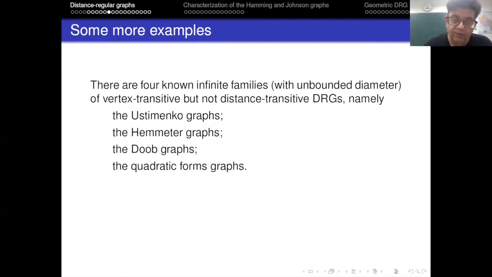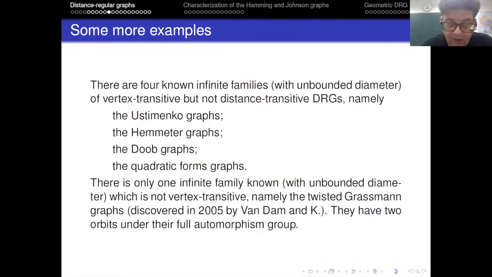There are four known infinite families with unbounded diameter of vertex transitive but not distance transitive distance regular graphs: the Ustimenko graph, the Hemmeter graph, the Doob graph, and the quadratic form graph, or the Egawa graphs. On the other hand, there's only one infinite family known with unbounded diameter which is not vertex transitive. That is the twisted Grassmann graphs, and this was discovered by Edwin van Dam and myself. And they have two orbits under their full automorphism group.